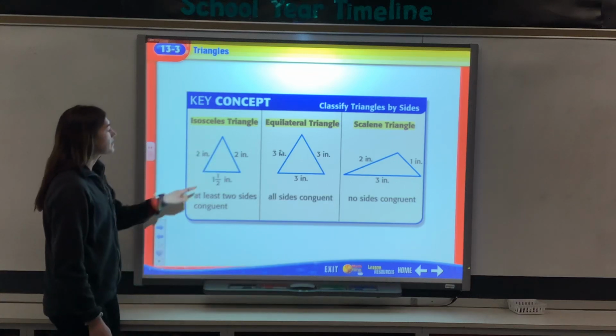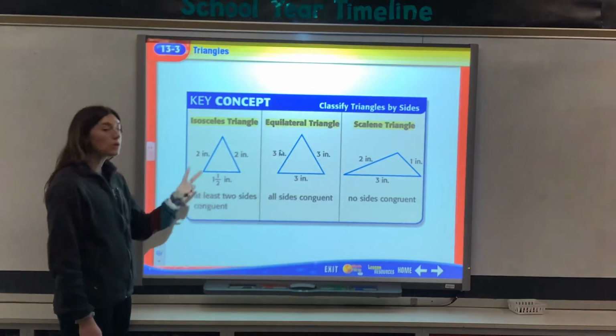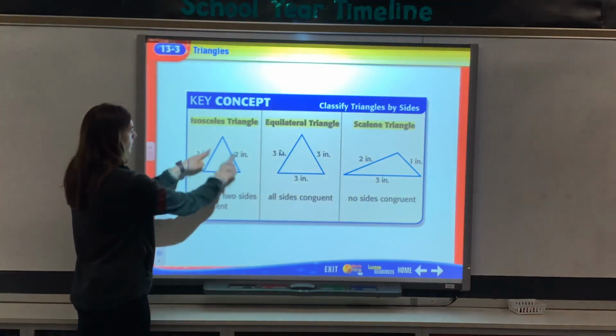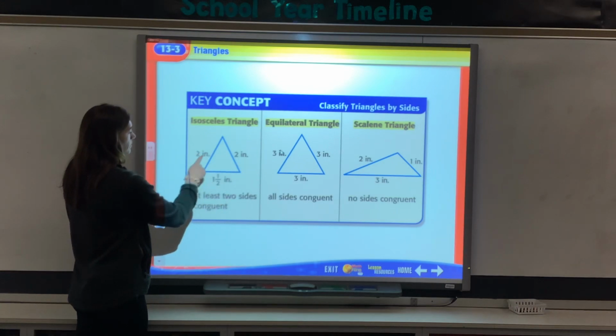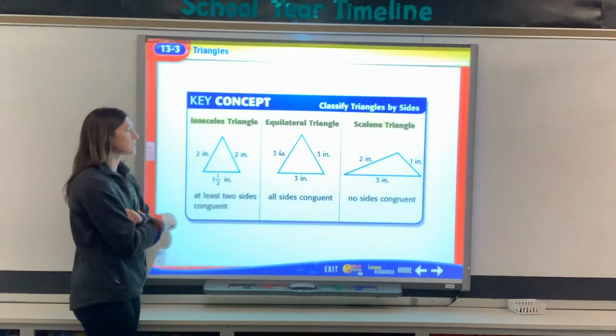All right, here's an isosceles triangle. An isosceles triangle has at least two congruent sides. So the two congruent sides are here, the 2 inch and 2 inch. And then we have a 1.5 inch side below here. So it needs at least two congruent sides.